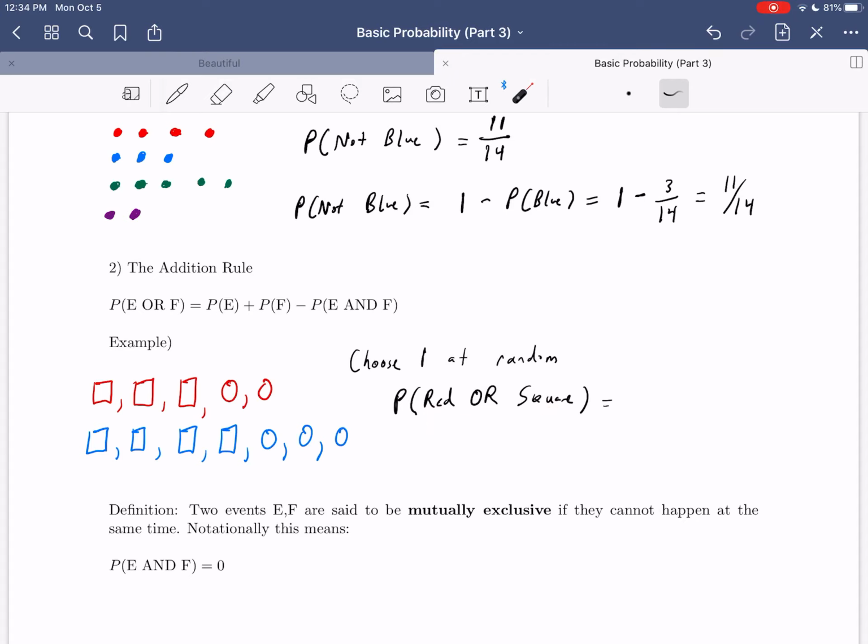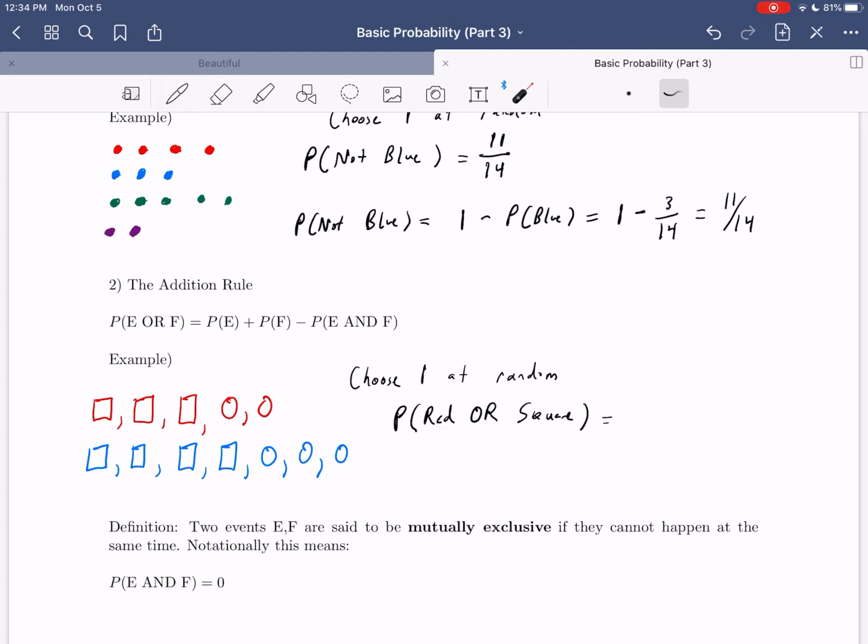So again, the manual way to do it would be to count up all the reds, 1, 2, 3, 4, 5, and then count up all the squares that we haven't counted, 6, 7, 8, 9. And then, of course, we'd look at the total. We'd say 1, 2, 3, 4, 5, 6, 7, 8, 9, 10, 11, 12 objects overall. So this probability would be 9 out of 12. And again, we got this numerator of 9 by counting all the reds, 1, 2, 3, 4, 5, and then all the squares that we haven't counted, 6, 7, 8, 9. So 9 out of 12.